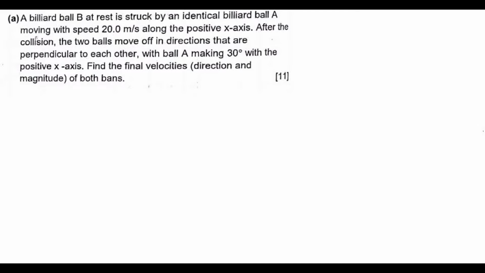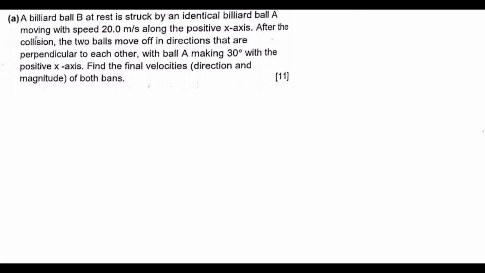In this tutorial, we are going to talk about glancing collision. So I've got this question which came in one of the exams. The question is: a billiard ball B at rest is struck by an identical billiard ball A moving with a speed of 20 meters per second along the positive x-axis.